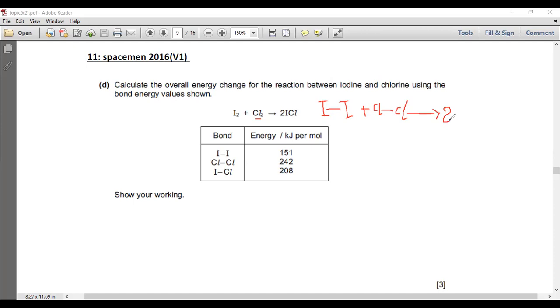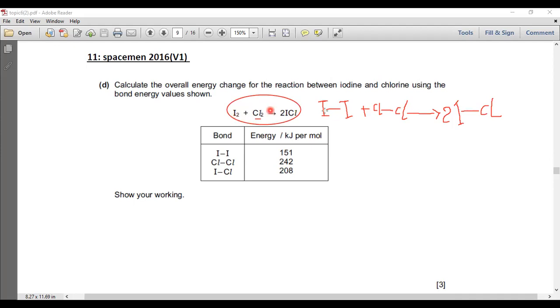Sometimes he will bring you an equation, not like this. So you have to convert from equation to bond. So I wrote here 2ICl, so I will make it I bond Cl. Now it's very easy for you. I converted the equation to a bond equation.